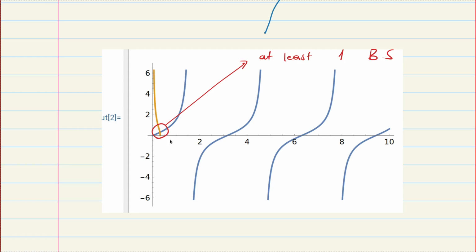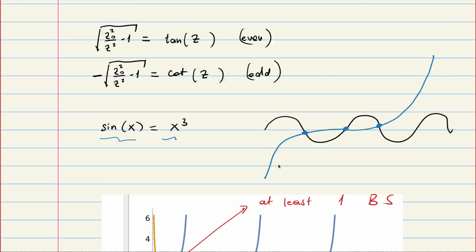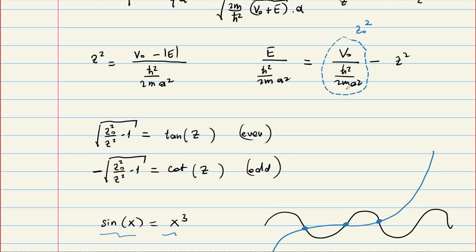At least one bound state means no matter how shallow your well is, even if your well is tiny, infinitely narrow, there is still one bound state. And that's a quantum result. But do you mean that if V0 goes to 0? Yes, as V0, or in a more meaningful way, you need to take something with dimension going to 0. As V0 over this quantity goes to 0, you still have one bound state, no matter how shallow your potential well is.